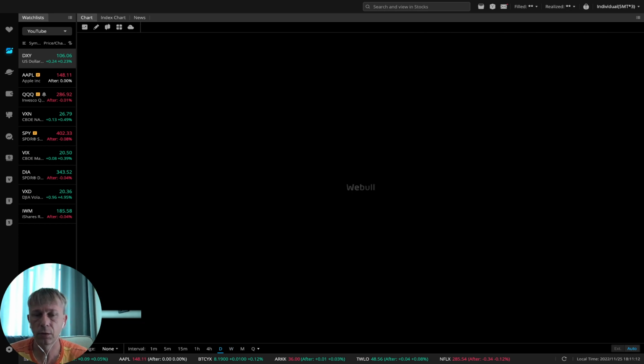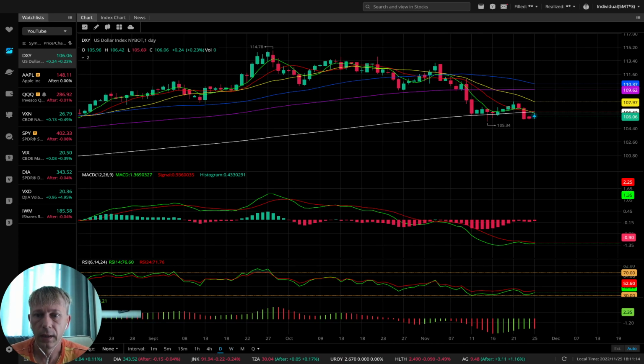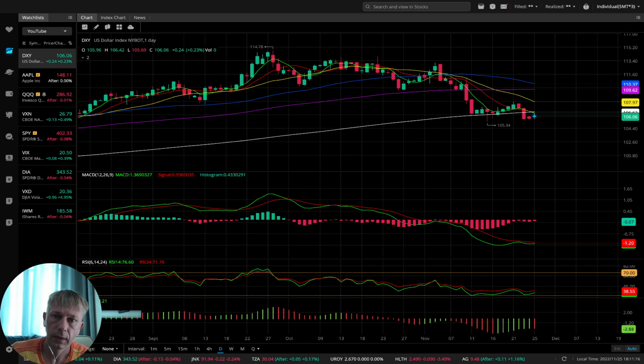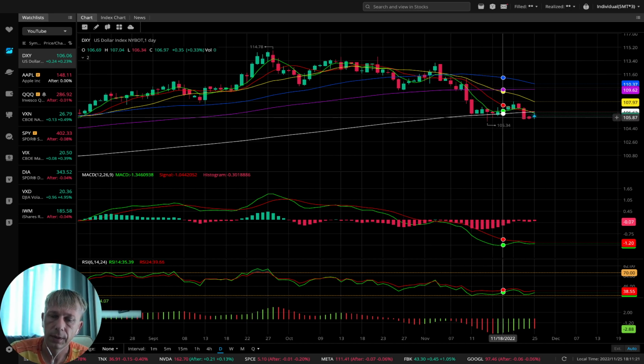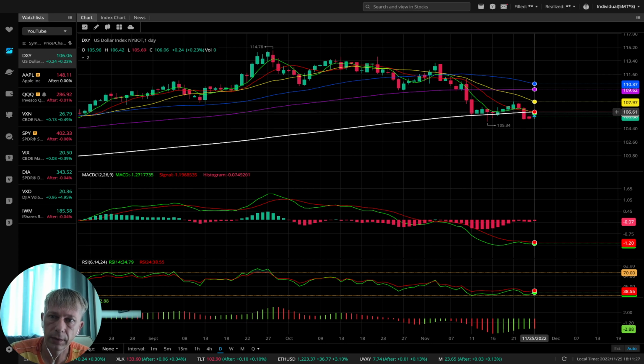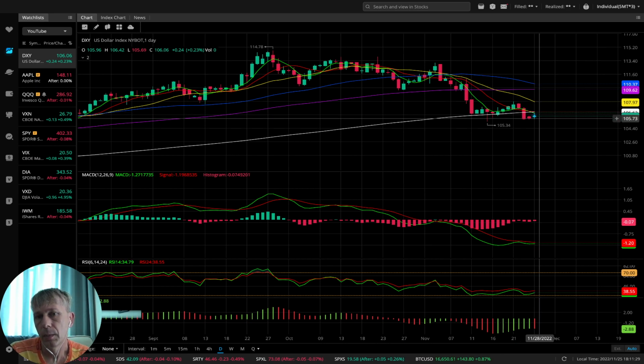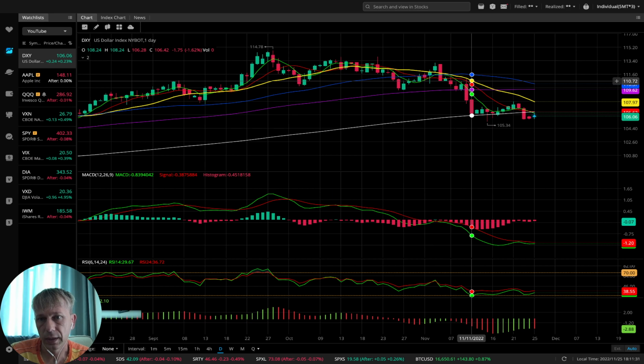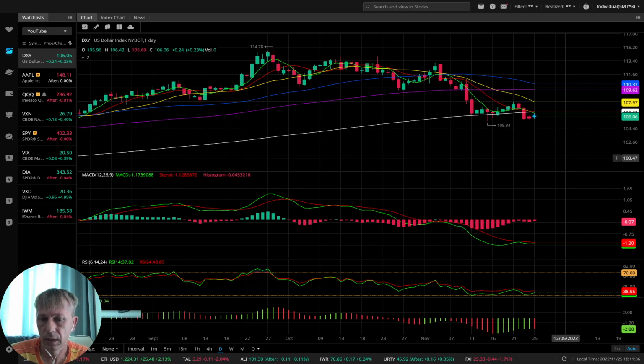Daily, let's go daily. Daily, it's kind of bearish below MA200. MA5 did bearish crossover over 10 and 200. MA20 downtrend, it's a bearish direction, everything is in a bearish direction.